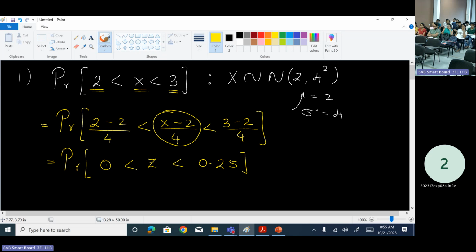When you refer the table, you get your value. The general normal variable given, we are transferring that to standard normal. So now we are in the Z scale.